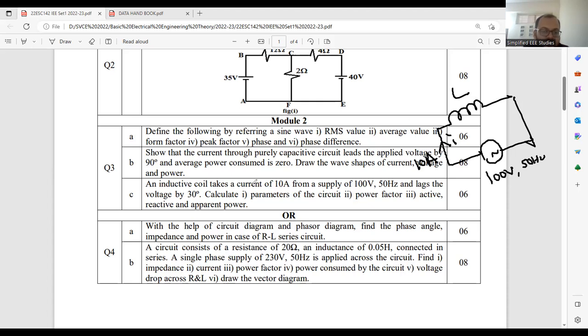So what they are asking is, you have to calculate the parameters of the circuit. Power factor you are supposed to calculate. Parameters, everything you can calculate. So you have to refer to the particular data handbook. I'll show you. If you are confused with the inductive circuit, don't worry.